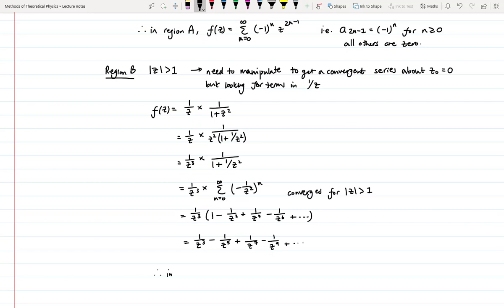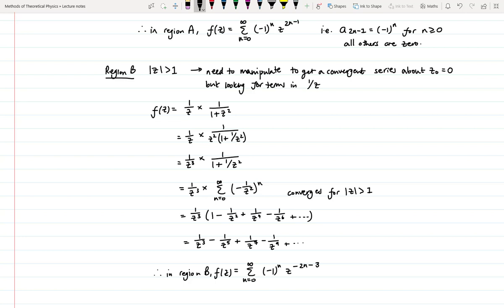Therefore, we have that in region B, our function f of z is given by the sum from n equals 0 to infinity of minus 1 to the n, and then we only have negative powers of z. We've insisted that n is positive, but all of the powers of z are negative. And this series here will converge in region B. All of the powers are in 1 over z.